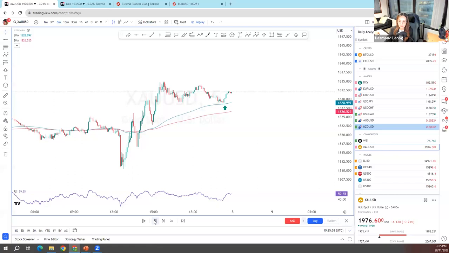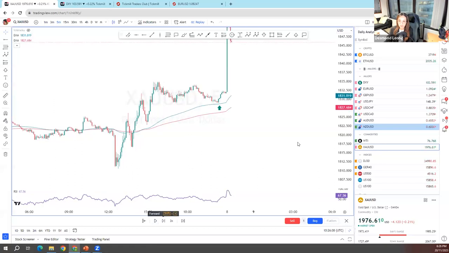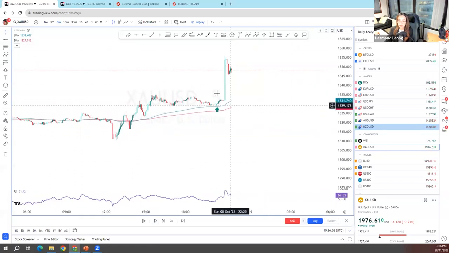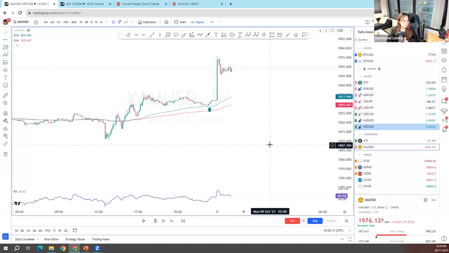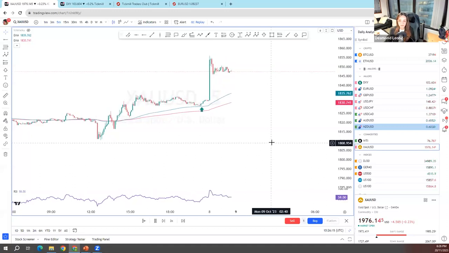What you can see here, then I think there's news here, and then all the way up, okay? This is how I trade. Any questions so far, guys?